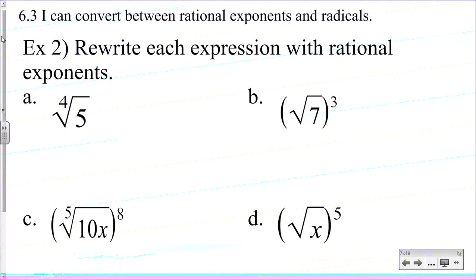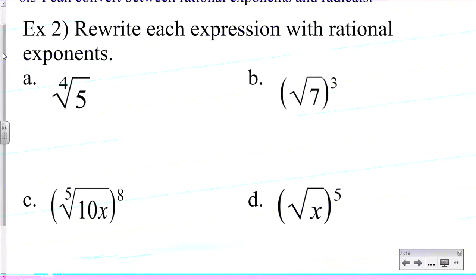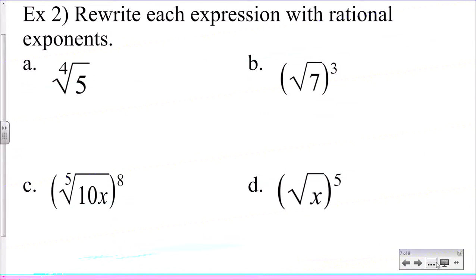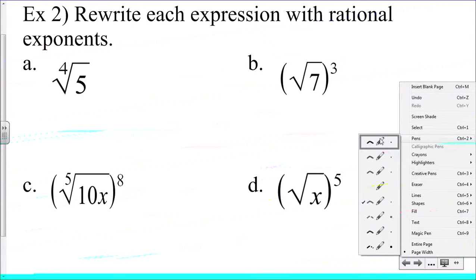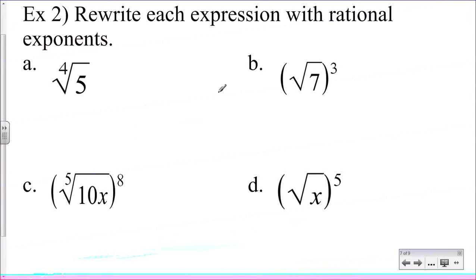Okay, so we're going to go ahead and convert backwards. So we're going to go from radicals to rational exponents. In this, our base is still going to stay the same. If there's not an exponent there, you can put a 1. So when I do this, my base is the same. My exponent is going to go on the top of my fraction. My index is going to go on the bottom. So I have 5 to the 1/4 power.